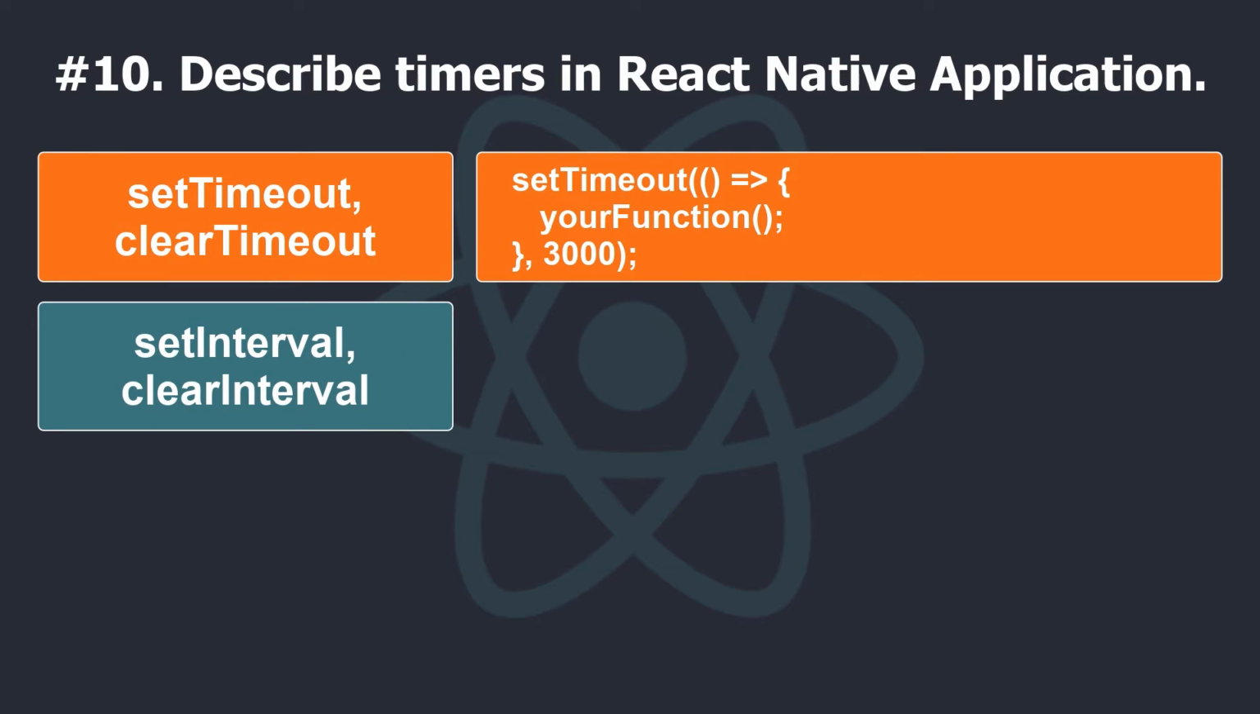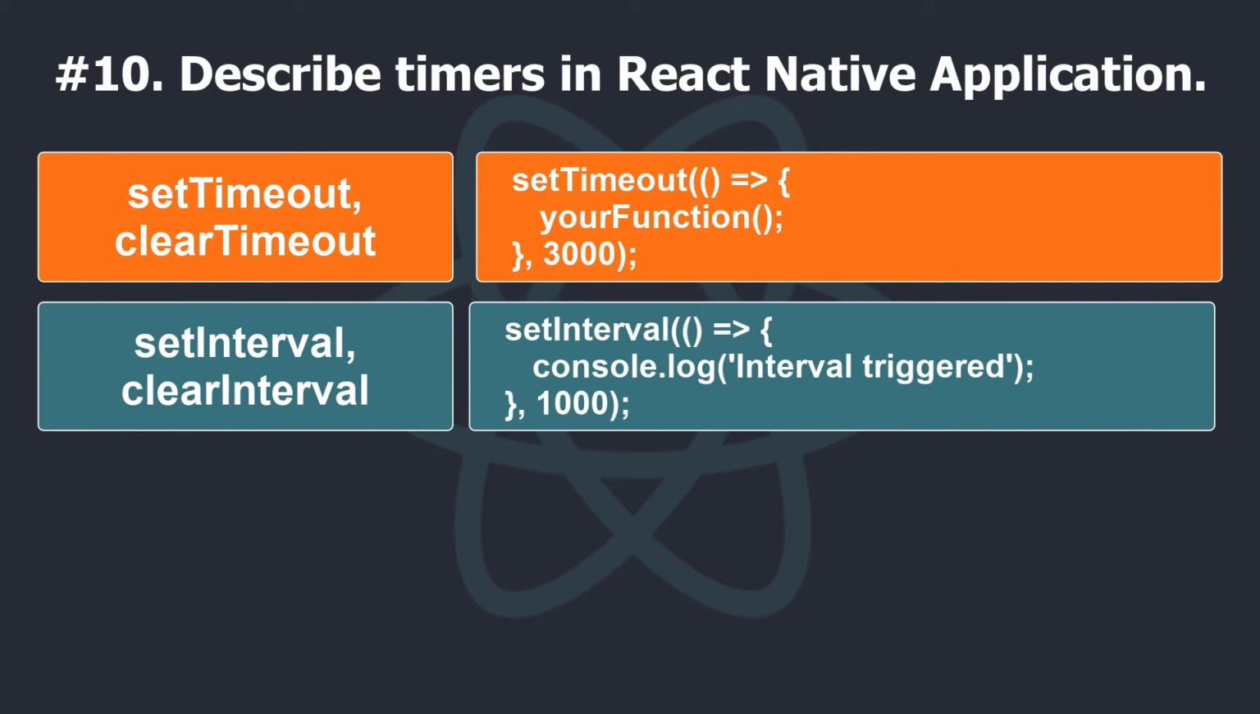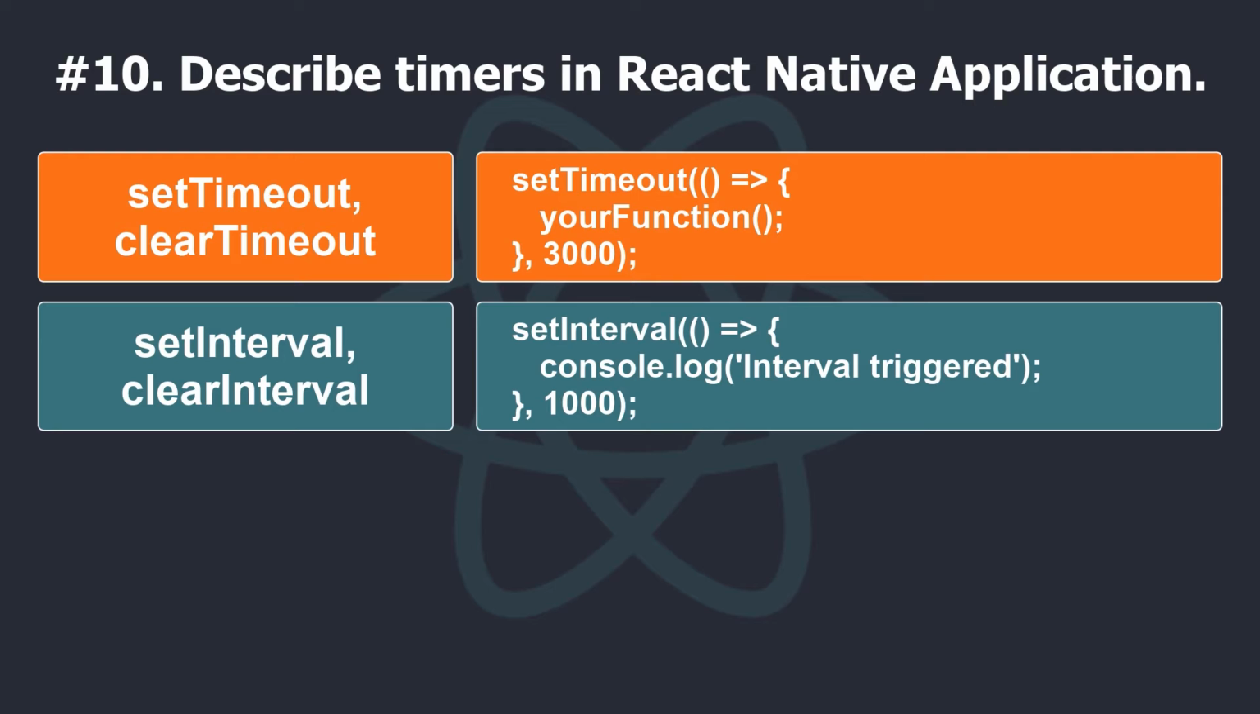setInterval, clearInterval. setInterval is a method that calls a function or runs some code after specific intervals of time, as specified through the second parameter. A function or block of code that is bound to an interval executes until it's stopped. To stop an interval, we can use the clearInterval method.